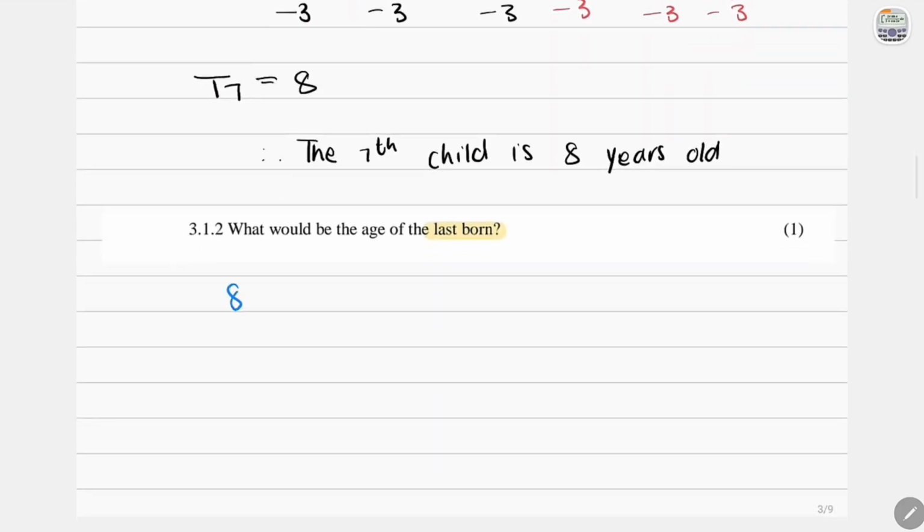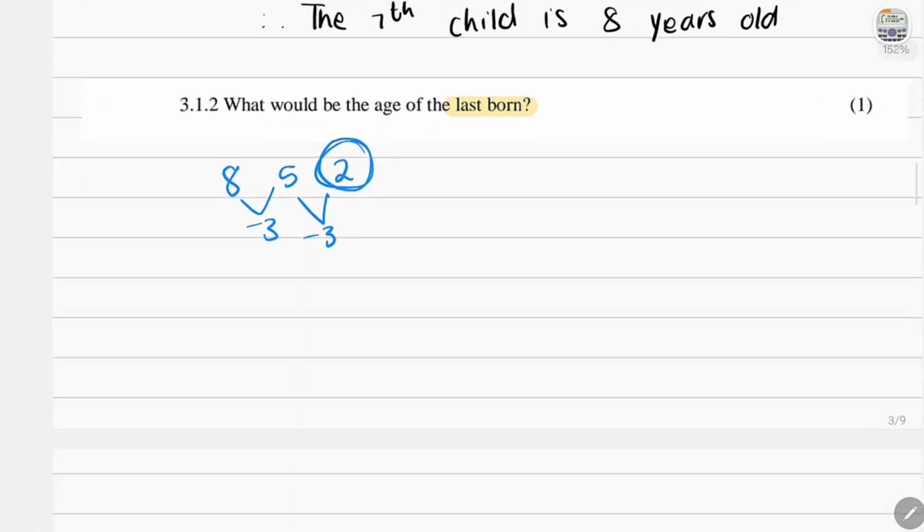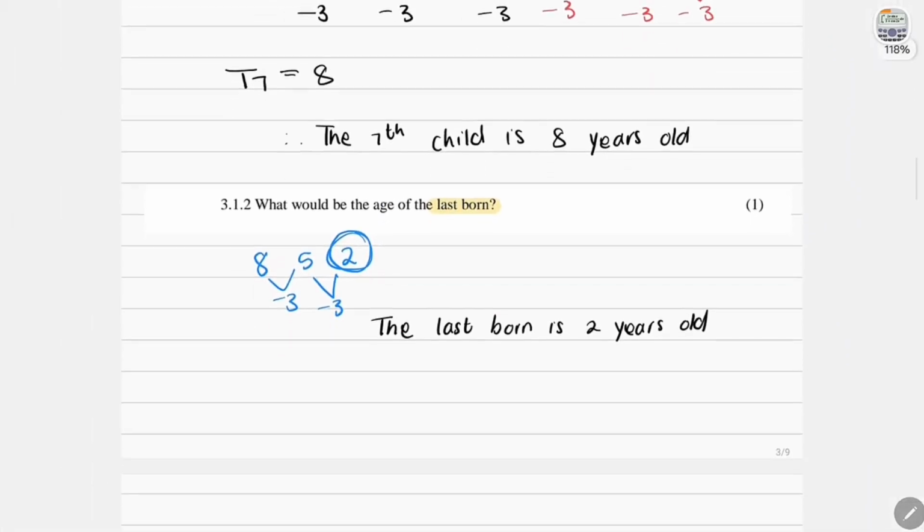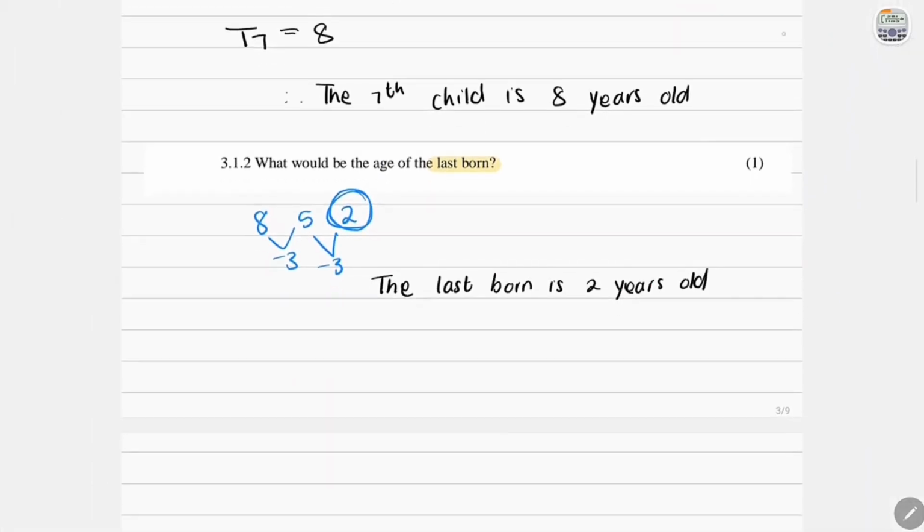Now, what would be the age of the youngest child? So if we are going from 8 and you know that they are all 3 years apart, so we say minus 3, and then that next child is going to be 5 years old, and then minus 3, and that next child is going to be 2 years old. And so you see that if you say minus 3, you're going to get a -1. We know that can't happen. That child is clearly not born then. Okay, so this would be the last child. And so the last born is 2 years old, and that is our answer. Okay, so there we go. The last born is 2 years old. Moving on to the next question.